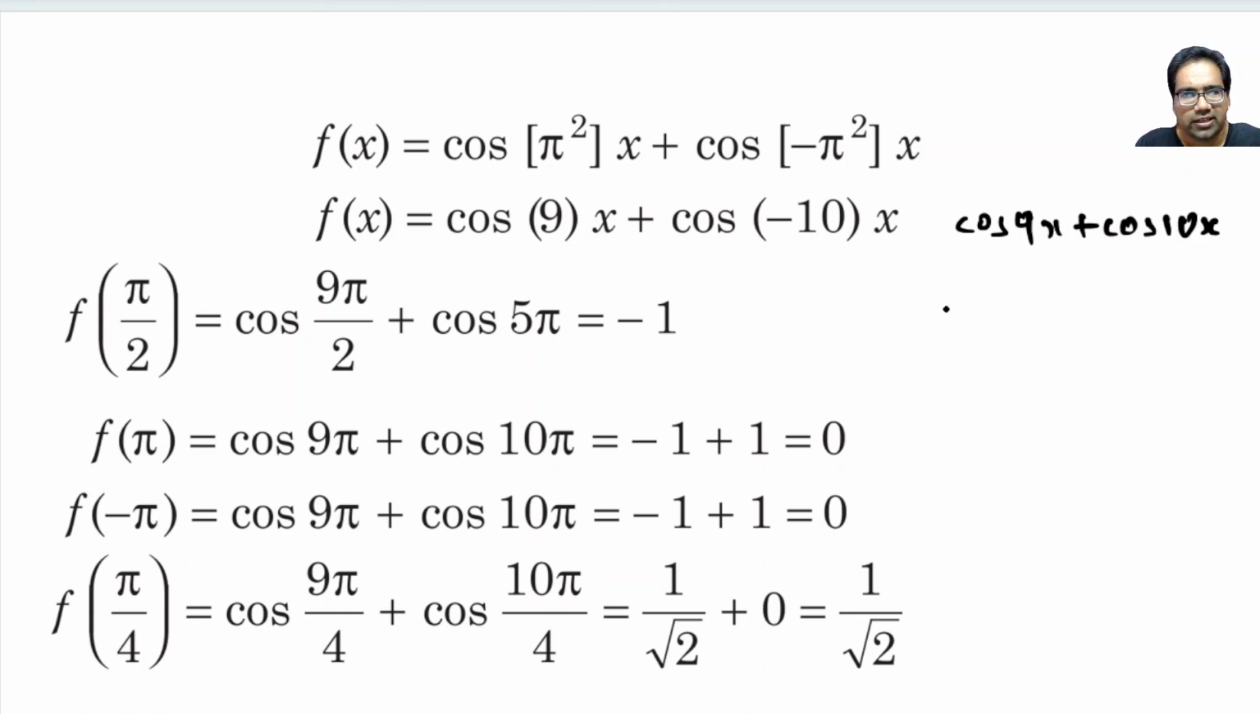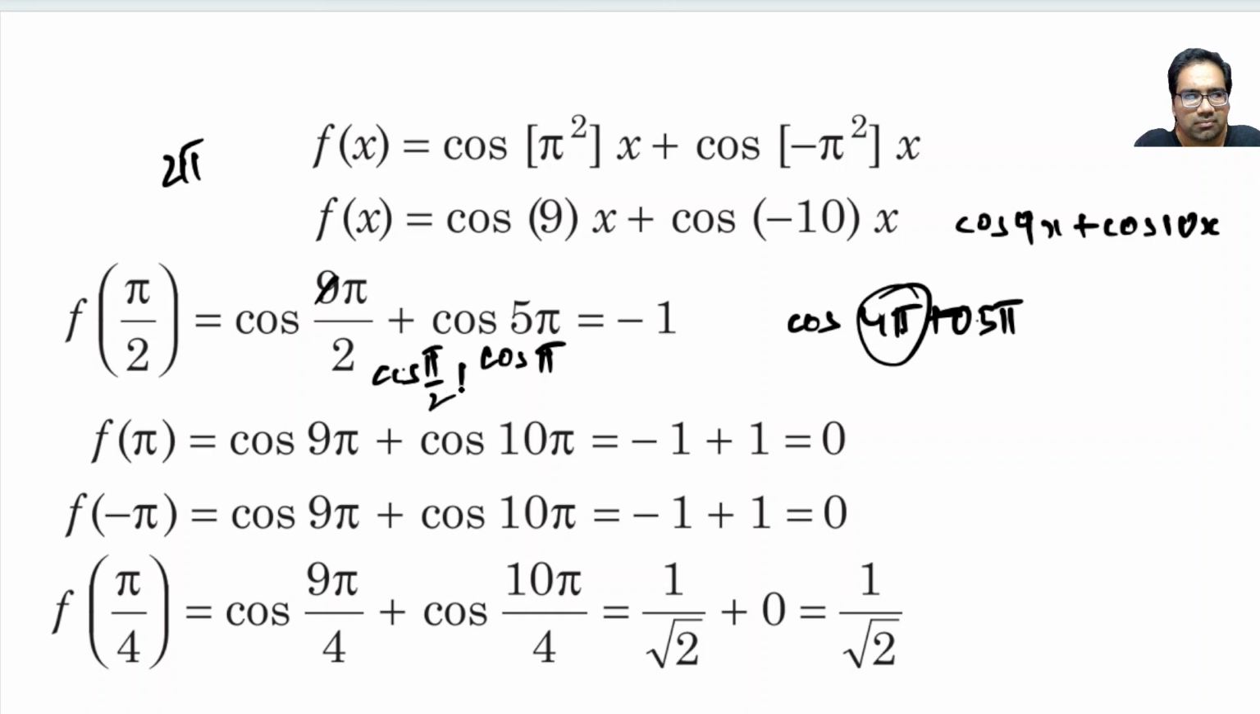Cos 9x plus cos 10x when x equals pi by 2: that is 9 pi by 2 and 10 pi by 2, which is equal to 5 pi. We can write 9 pi by 2 as 8 plus 1 pi by 2, which is 4 pi plus 0.5 pi. Why are we writing 4 pi? Because the period of cos is 2 pi. If you remove 2 pi's, it doesn't matter: cos of 2 pi plus x equals cos x. So cos 9 pi by 2 is equal to cos pi by 2. And cos 5 pi is 4 pi plus pi, which is cos pi. So this is equal to cos pi by 2 plus cos pi.